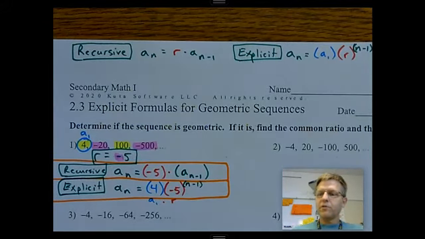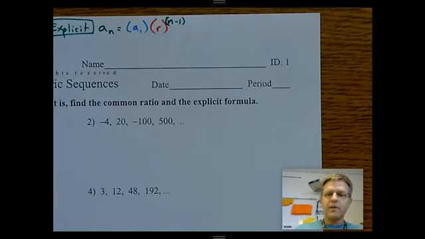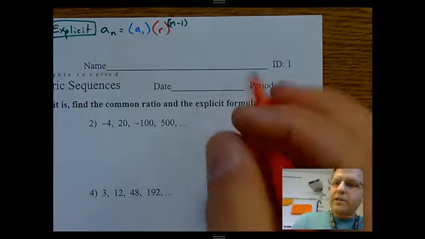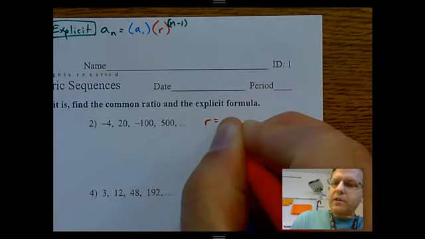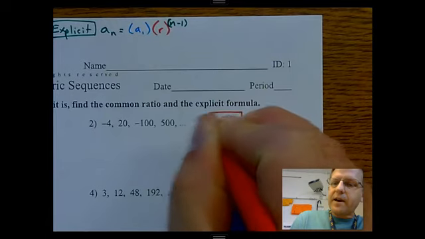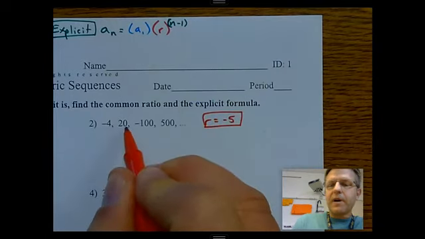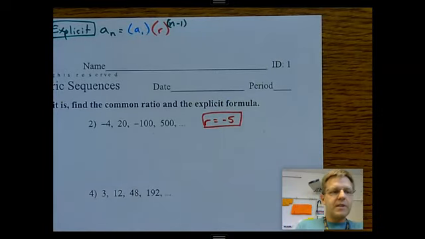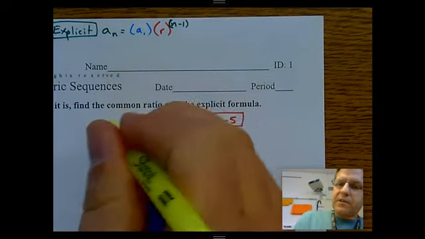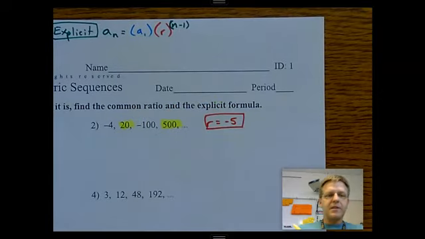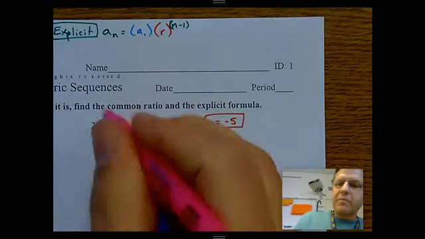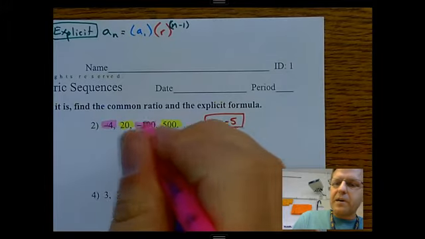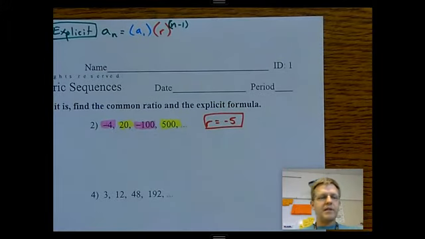All right, let's try some more practice ones. Let's go to number 2. So first, we need the common ratio. So the ratio here is a -5. How did I get that? 4 times 5 is 20. 20 times 5 is 100. 100 times 5 is 500. And I know it's negative, again, because of these positive, negative alternating pattern. Every other one is positive, every other one is negative. And that tells me that we're multiplying by a negative number.